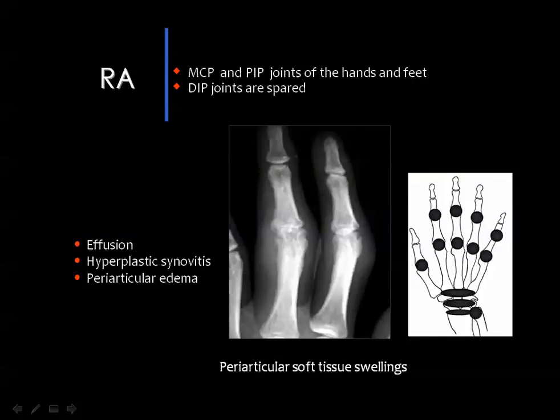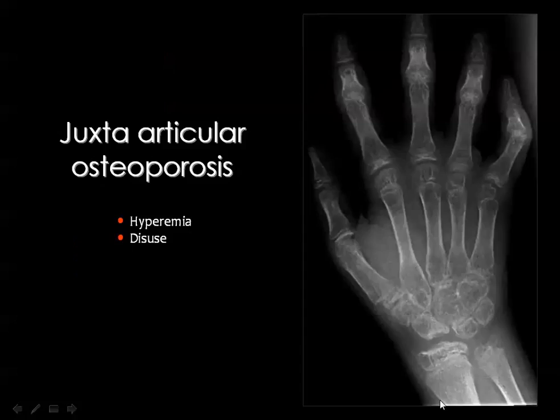Then rheumatoid arthritis particularly affects the metacarpophalangeal and the proximal interphalangeal joints, and all joints around in the rest, the radiocarpal, the intercarpal, and the carpometacarpal joints. Early in the disease, you will see periarticular soft tissue swelling, which can also be appreciated in the plain X-ray. You may see some decreased bone density around the affected joints.